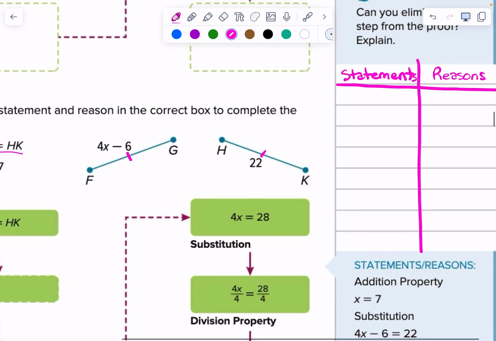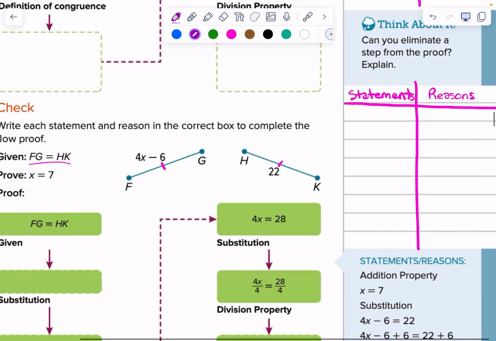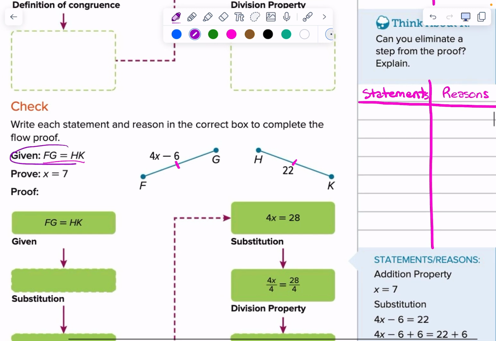What's my first statement going to be? 4x plus 6. No, not yet. We start with the given. FG is equal to HK. That's given to me, right? Okay. FG equals HK. All right. Now what?